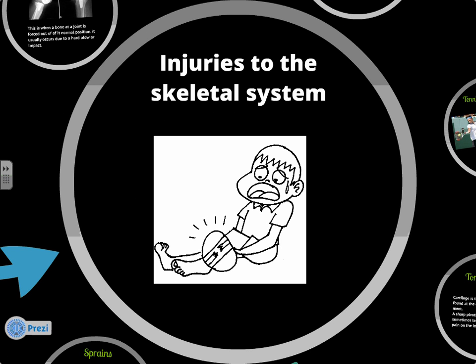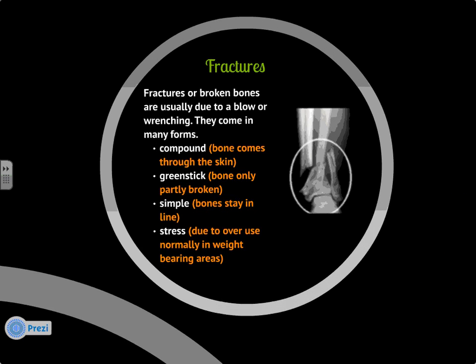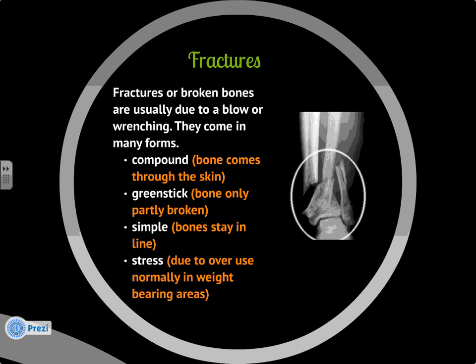Injuries to the skeletal system that you need to be aware of include fractures. Fractures, or broken bones, are usually due to a blow or a wrenching. They come in many forms, such as compound, which is where the bone will come through the skin. Greenstick, where the bone is only partially broken. Simple fractures, where the bones stay in line. Stress fractures are normally due to overuse in weight-bearing areas, such as the shins.